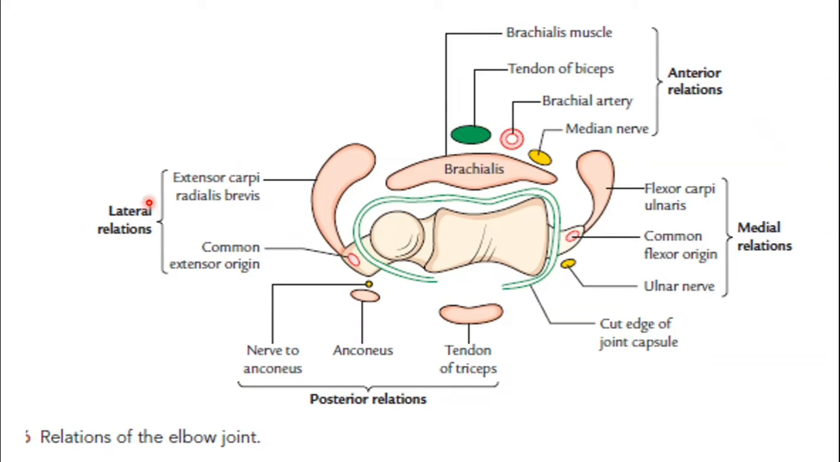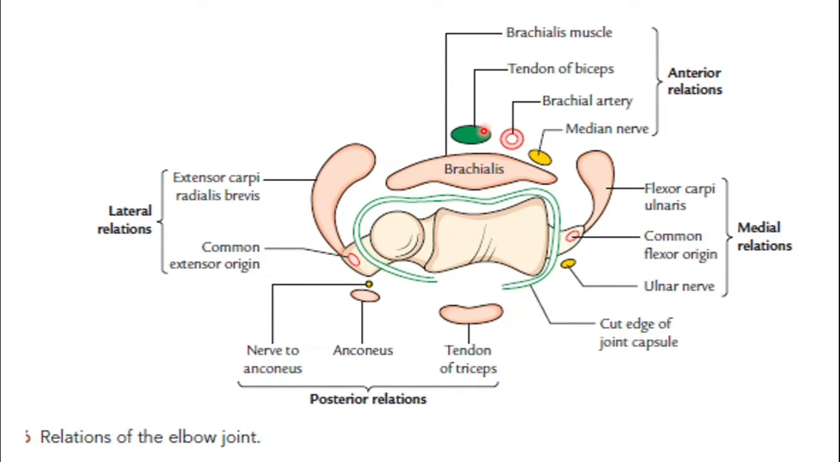Radial bone. So the radial bones related, they are on medial side are the flexor muscles, while on the lateral sides are the extensor muscles. Extensor carpi radialis brevis and the common extensor. Here are the common flexors on the medial side and the common extensor on the lateral side.